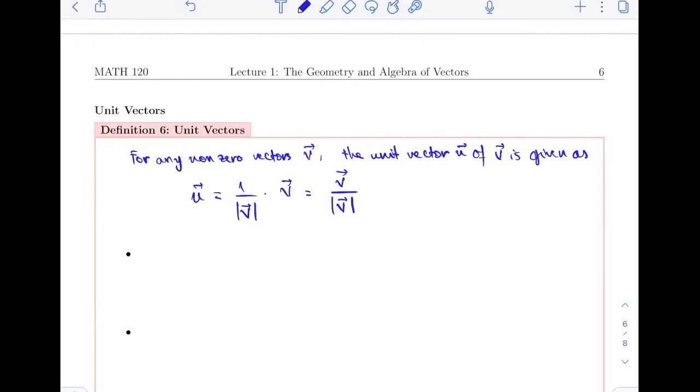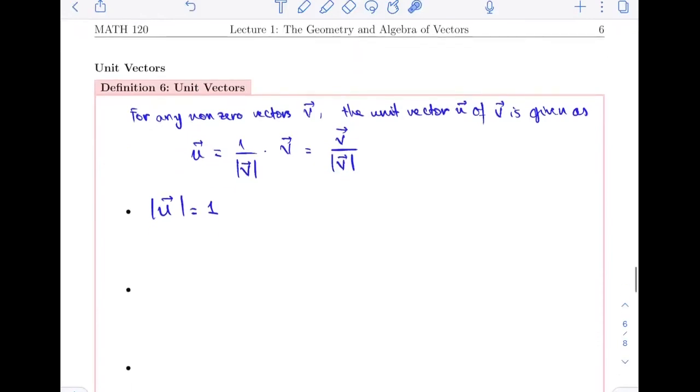The length of any unit vector is always equal to 1. So the length of u is equal to 1. Because u is formed from the vector v divided by a distance, or the magnitude, or the length, this is always positive. So that means u has the same direction as v. So the unit vector has the same direction as the original vector.